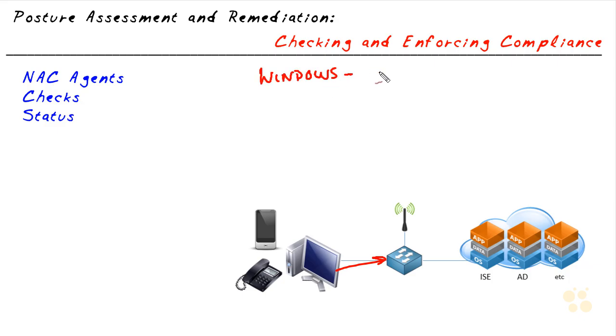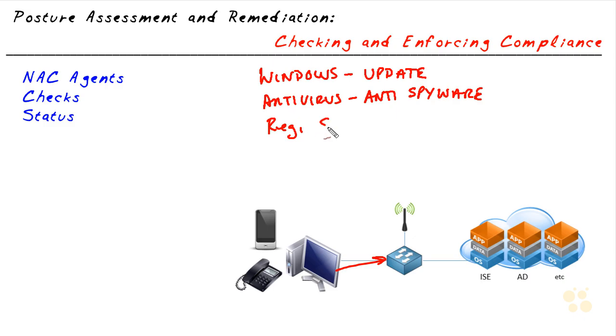We might be looking for a certain version of a Windows update. Is it present or not on that computer? Does the computer have the corporate approved current version of the antivirus or anti-spyware software running on that computer? Does the computer have a specific registry setting that we're looking for? Maybe we plant some deep and dark registry setting on every corporate asset, and we're simply looking for that to verify that it's a corporate asset before allowing it on the network.